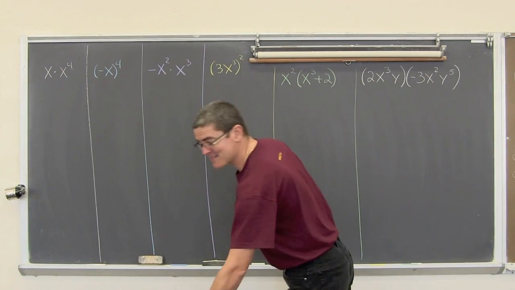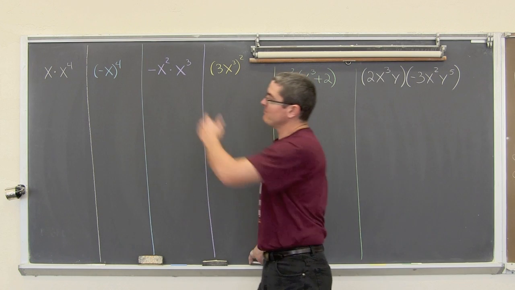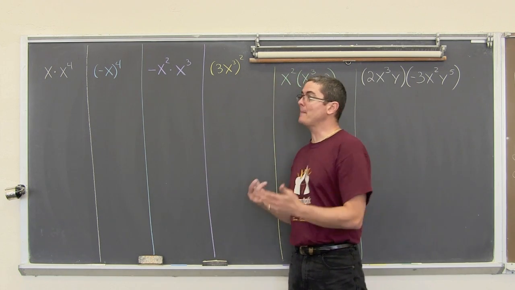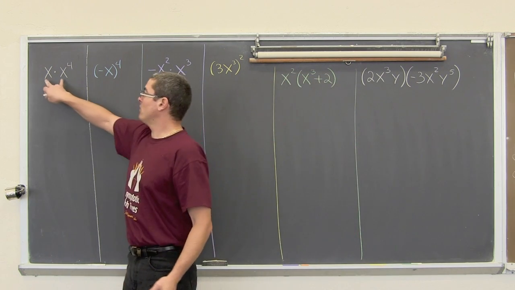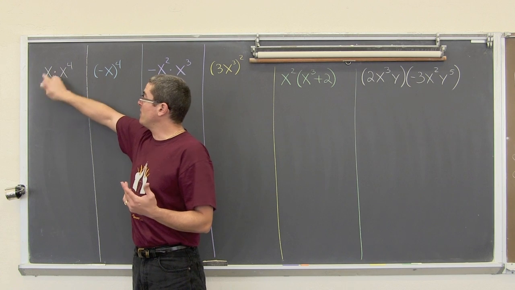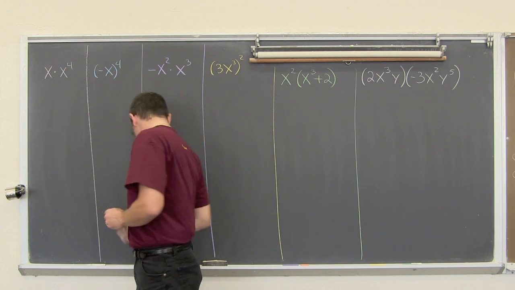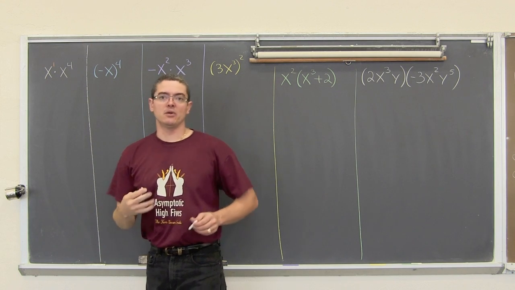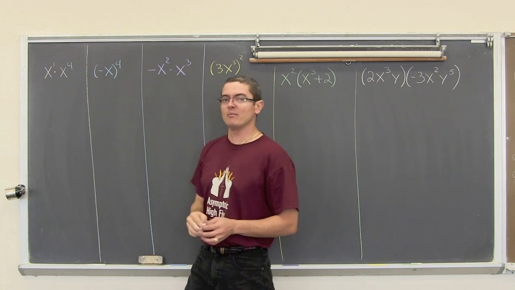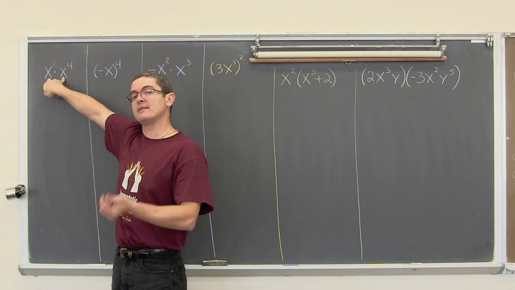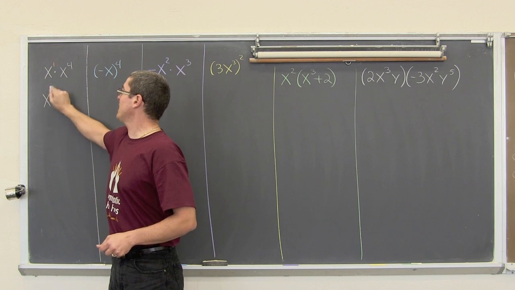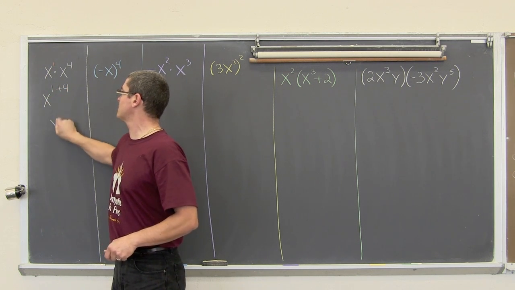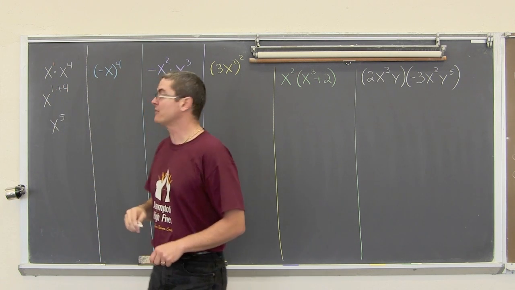So here are our first 6 examples. We've got x times x to the 4th, a really basic example. When we multiply like bases, we want to add those exponents, but I don't see a 1 there as an exponent, so you might want to add that in, and remember that when you multiply like bases, you add the exponents. So this will be x to the 1 plus 4, or simply x to the 5th.